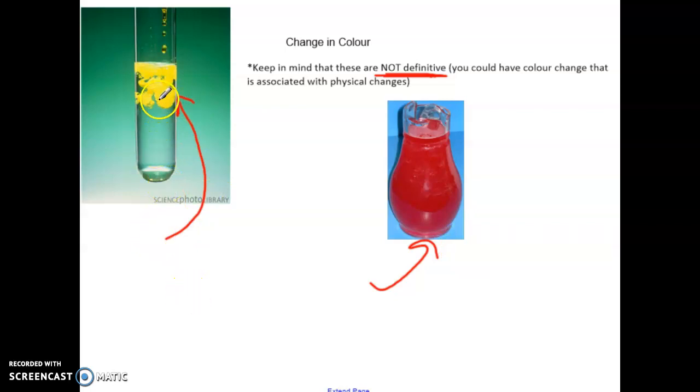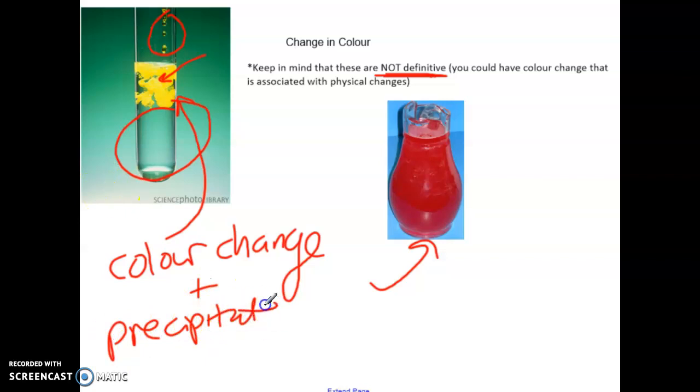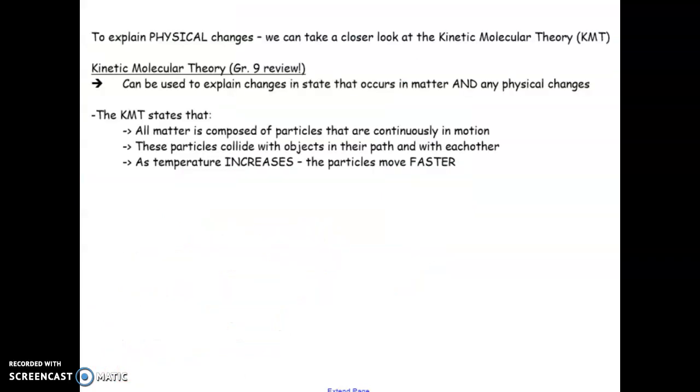So what's happening here are two things. There's a color change, but notice we're dripping a solution into another solution. And this yellow substance that is made is a solid. See how it's kind of opaque? So this is also a precipitate that was formed. So not only do we have a color change, but we also have formation of a precipitate. Like I mentioned before, color change rarely happens on its own.